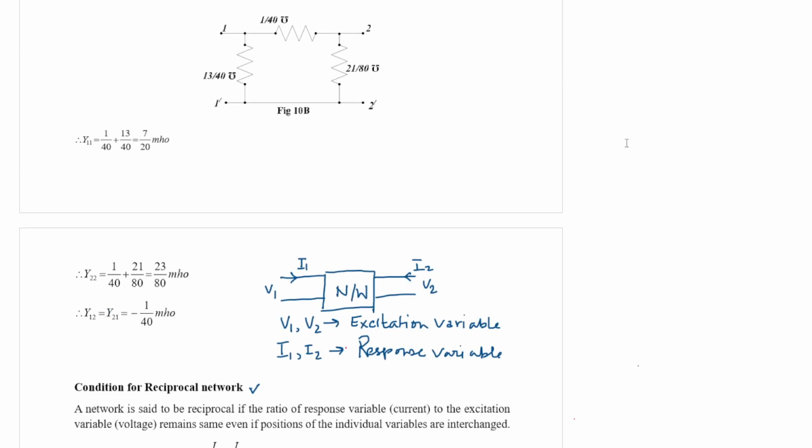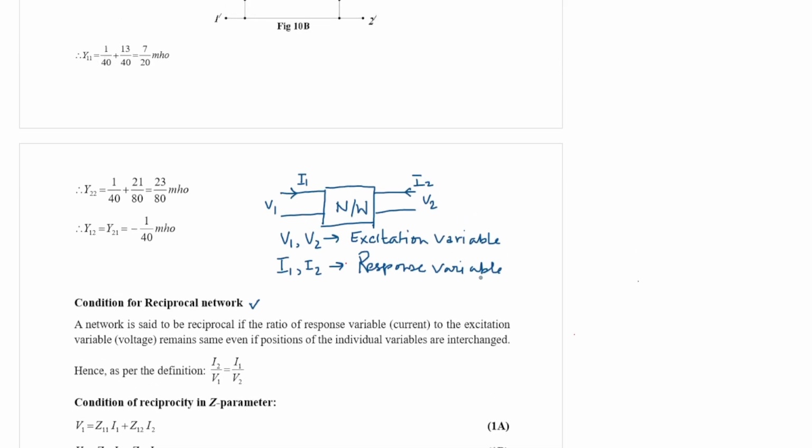Now let us consider we have that network. Excite this network from the input side. Let us say we have given the voltage V1 and we are having a current I1 at the input port. However, at the output side we are making it short circuited. So as a result we will get a current of minus I2.